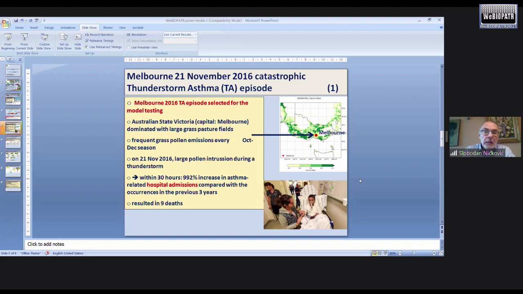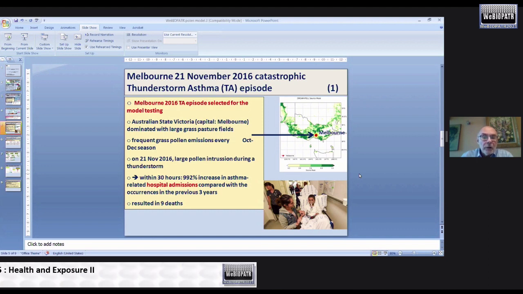So once again, why was Melbourne 21st November 2016 selected as a case? Because on that afternoon, there was a coincidence of a high concentration of pollen coming from the grasslands. That's one thing, but also coinciding with very strong thunderstorm conditions in the atmosphere. And as a result, at the end of this day, 9 deaths happened.